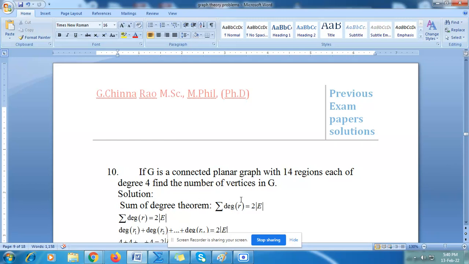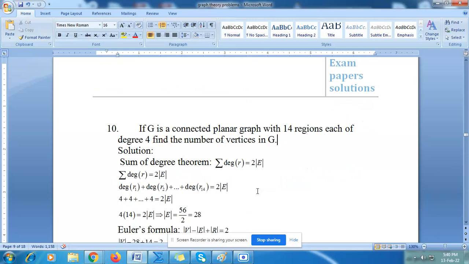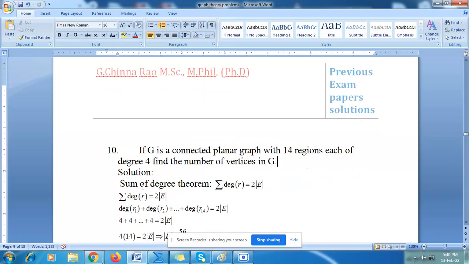If G is a connected planar graph with 14 regions, each of degree 4, find the number of vertices in G. To solve this, we use the sum of degrees theorem. That is, the sum of the degrees of the regions is equal to twice the number of edges.